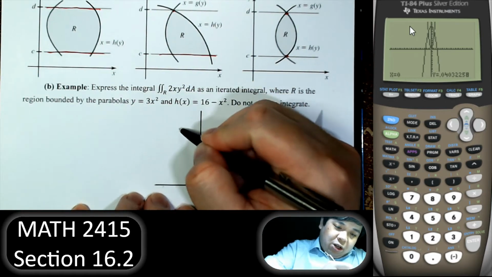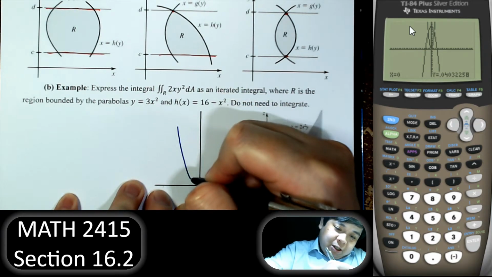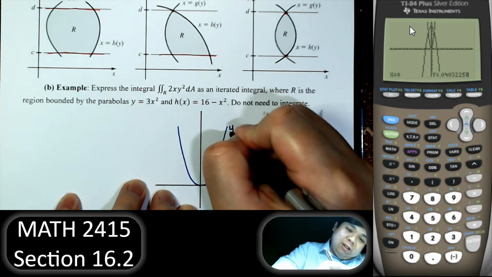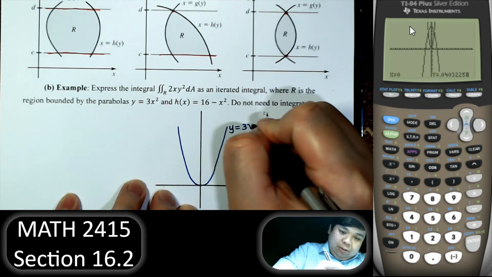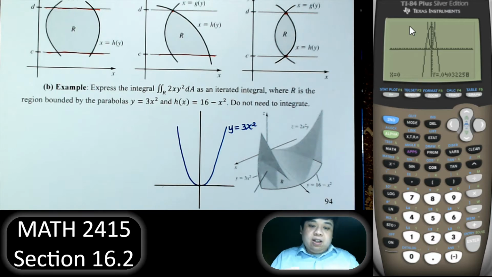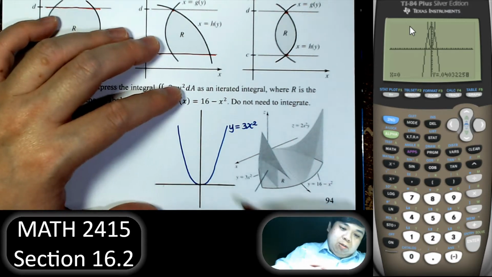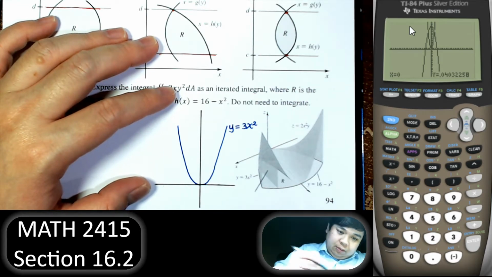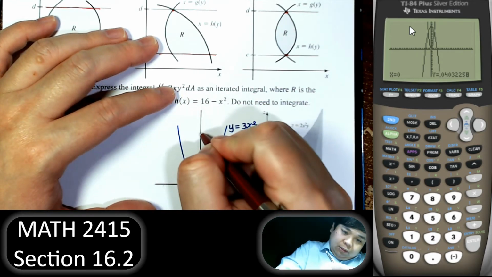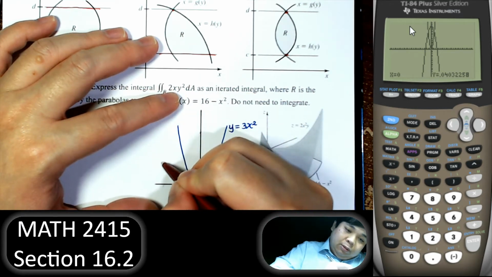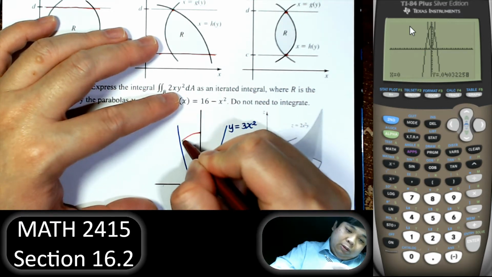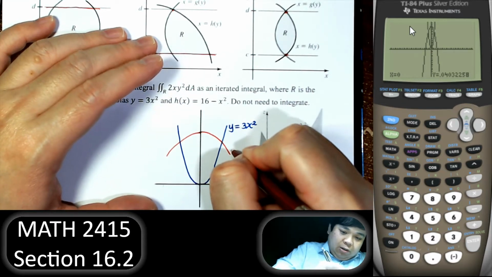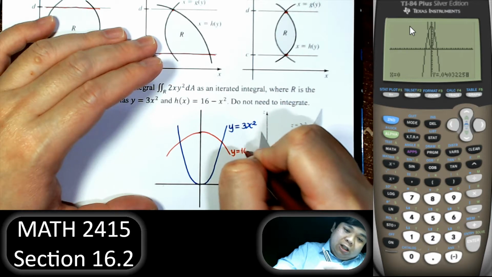The 3x squared is a parabola opening up. And then the 16 minus x squared is the parabola opening down. So let's just write y equal to 16 minus x squared.